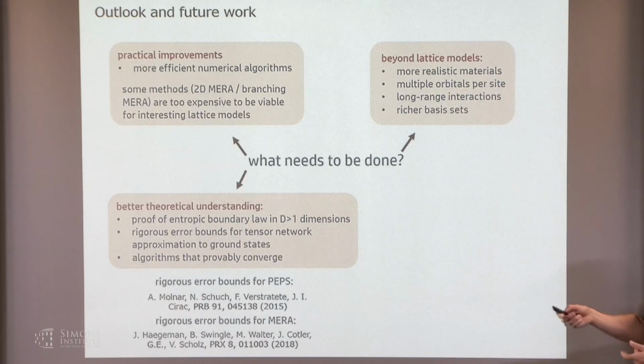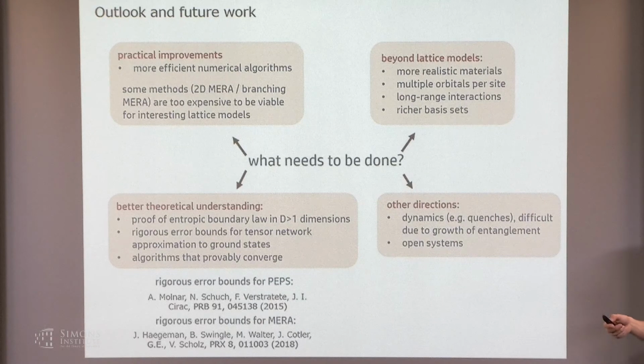We also want to move beyond these simple lattice models to more realistic materials, with multiple orbitals per site and long-range interactions. Now you need to consider basis sets and things get much more complicated. Everything I was talking about was for ground state physics, so we also want to be able to do dynamics, open systems, and other types of problems. In particular, dynamics are much more difficult. You typically have growth of entanglement, so at least the simple variants of these methods tend to break down very quickly. All right, thanks for your attention.